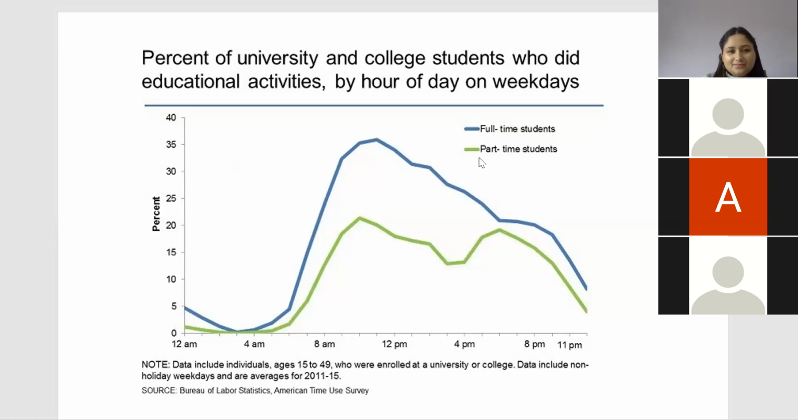There is an interesting image in front of me. Let me have a closer look at the given random picture. After having a closer look, I can see a line graph which gives information about percent of university and college students who did educational activities by hour of day on weekends. There are full-time students and part-time students, which is color-coded with blue and green. The data includes individuals ages 15 to 49 who were enrolled at a university or college. Data includes non-holiday weekdays and is an average for 2011 to 15.